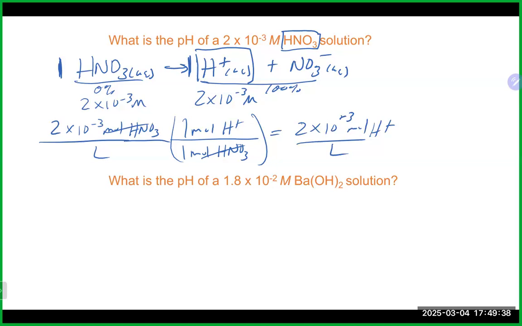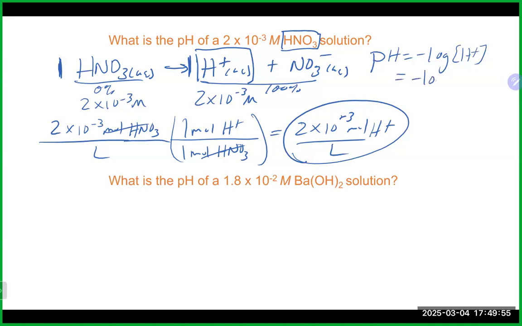1-to-2 relationship, multiply it by 2. 1-to-3 relationship, multiply it by 3, basically. Any questions on that there? So this is our H plus concentration, which is what we need here for our pH.